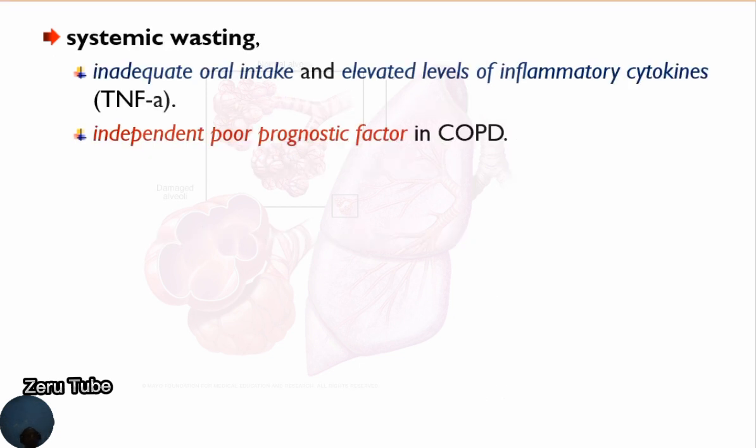So, systemic wasting: because it is a chronic disease, the patient can have weight loss. This wasting comes from the production of TNF alpha, or tumor necrosis factor alpha. Tumor necrosis factor alpha is a chemical produced in chronic diseases like COPD.